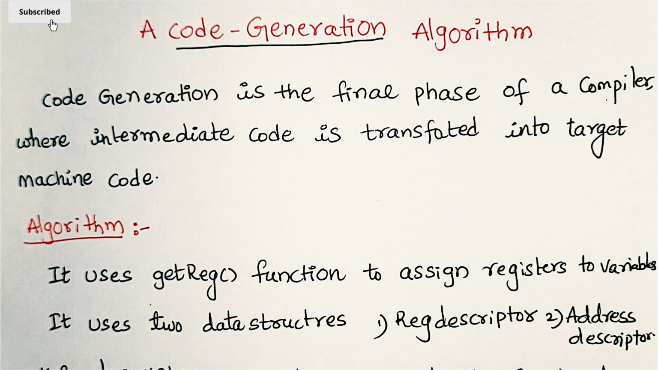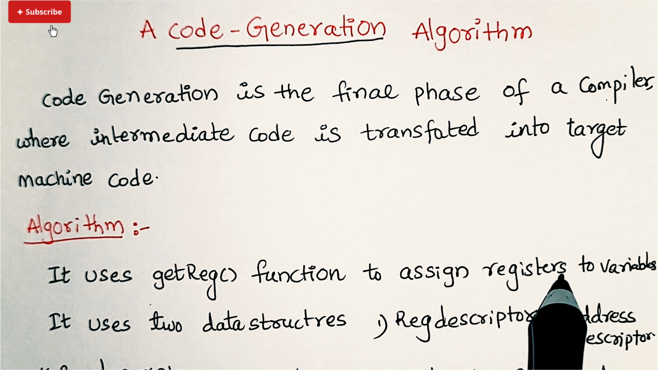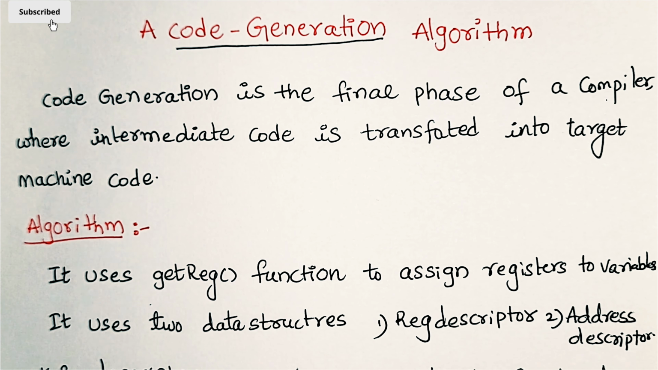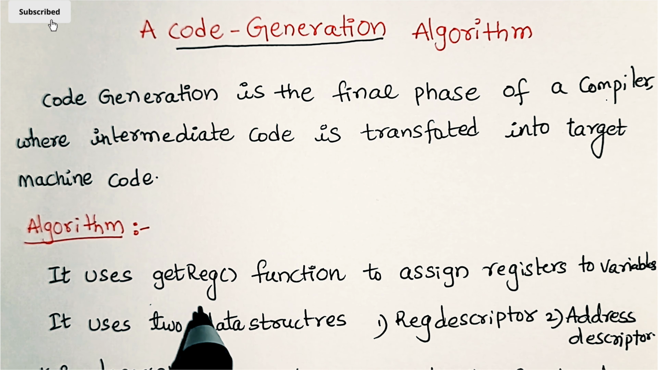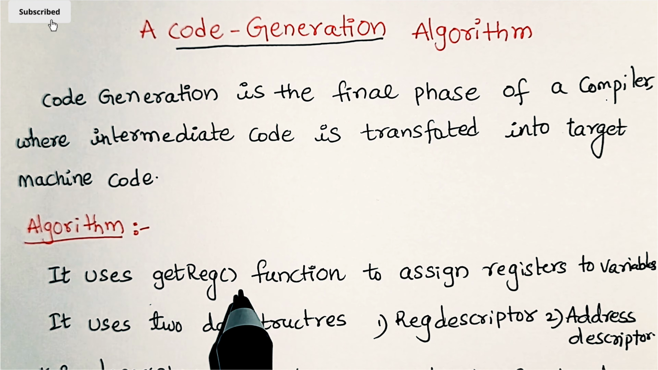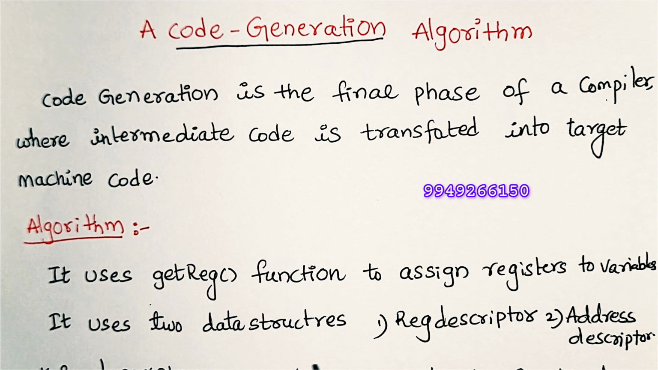You can observe it uses the getReg function to assign registers to variables. Initially, it uses the function called getReg. What is meant by this getReg? Get register, to assign registers to variables. In order to assign registers to variables, we will use the function called getReg, friends.